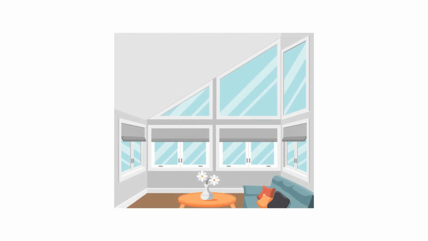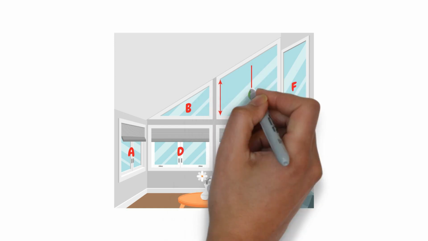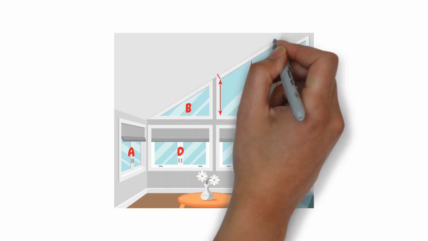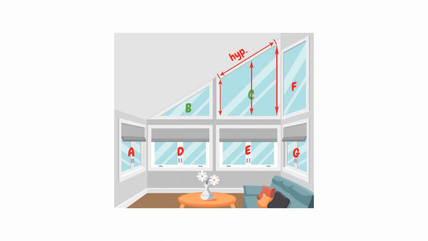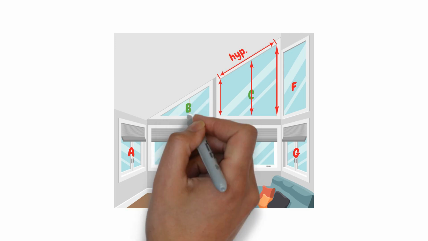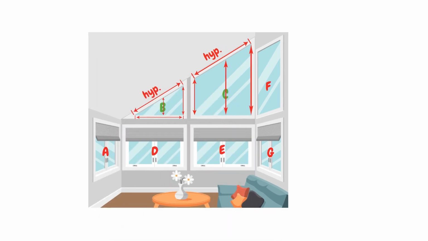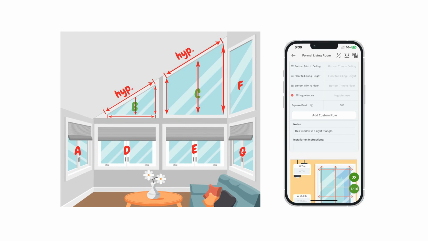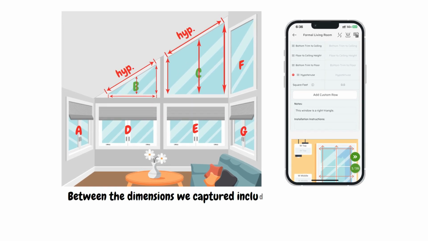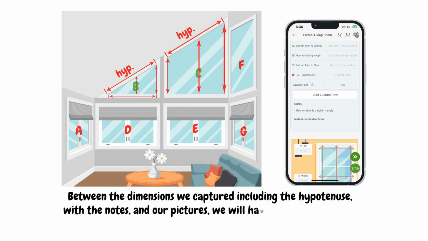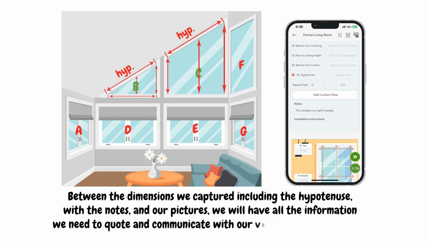Our final example is a triangle window that doesn't have a leg. First, let's name our windows. Now, if we look at window C, we can copy the previous example. It has a leg on the left. We find the left height, figure out the center height, find the right height, and then the hypotenuse. Window B does not have that leg portion. So we will find our center, take the center height and the right height, capture the hypotenuse and bottom width. In my notes, I comment that window B is a right triangle between the dimensions we captured, including the hypotenuse. With the notes and our pictures, we will have all the information we need to quote and communicate with our vendors and/or installers.